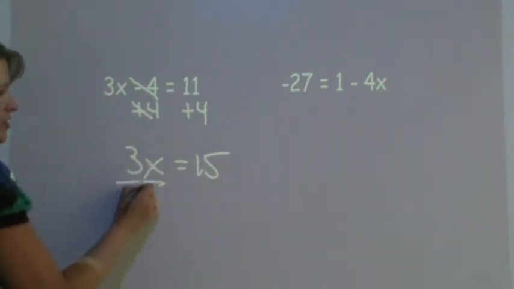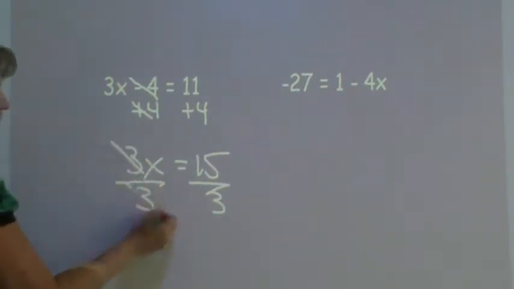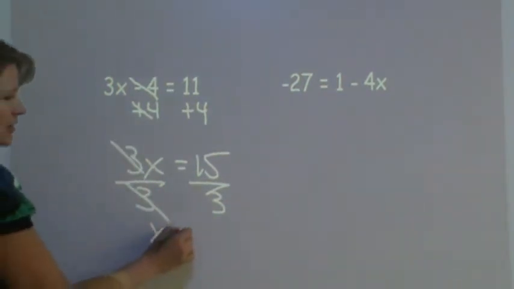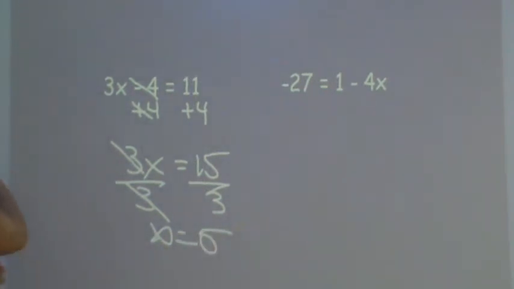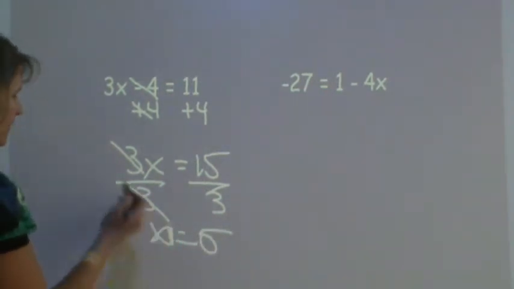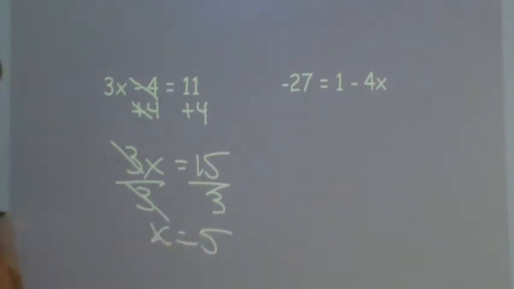Well, to undo multiplication, we divide. Whatever I do to one side, I do to the other. 3 divided by 3 is 1. 1 times x is just x. And then 15 divided by 3 gets me 5. Sorry, pen's being weird again. That's a 5. Okay?